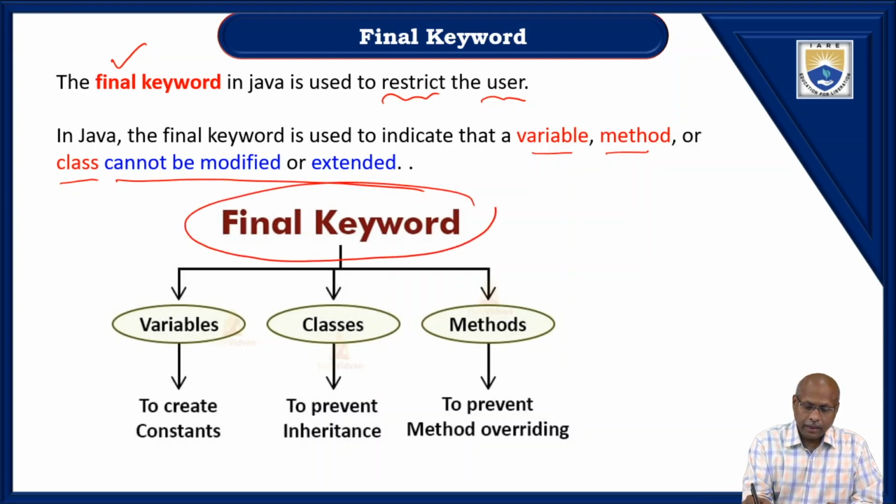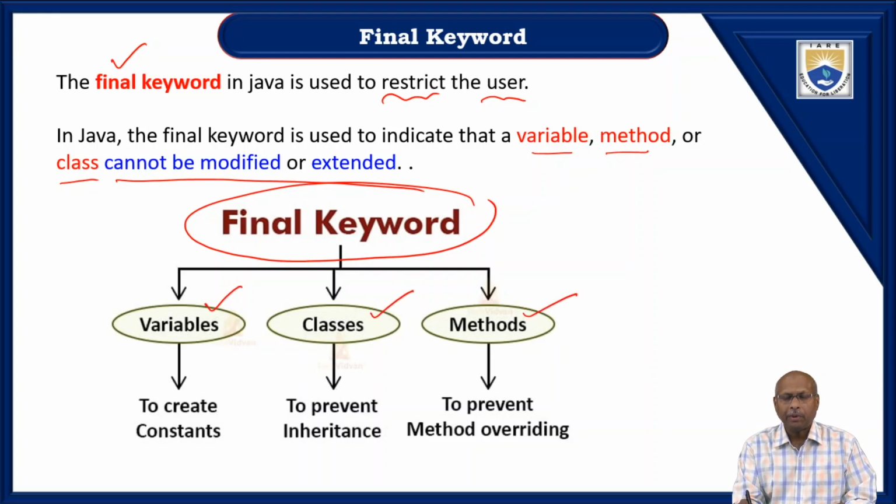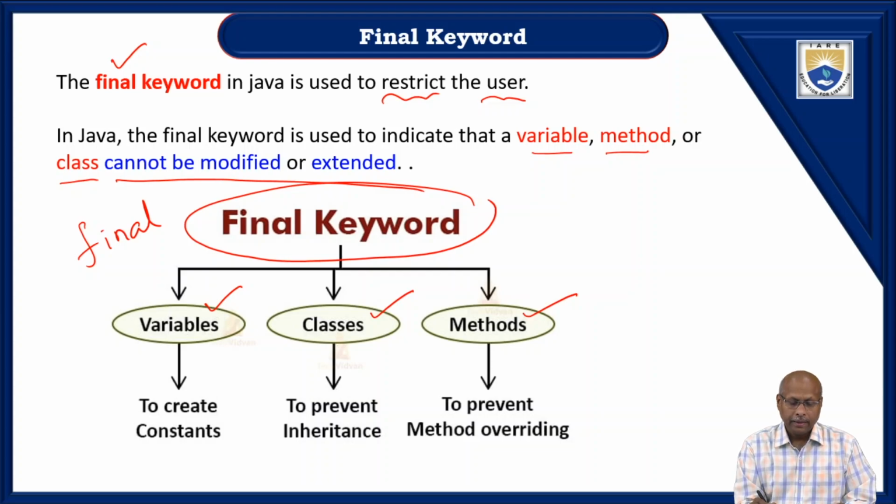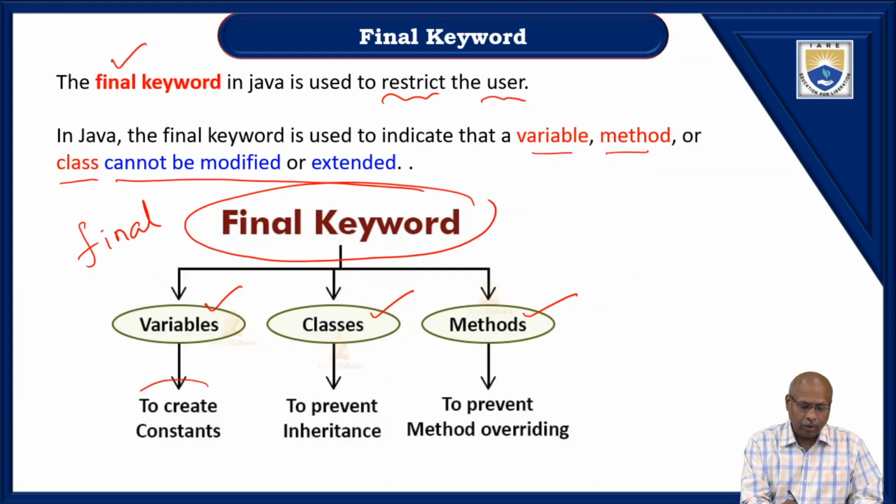A final keyword can be used in three places: before a variable name, before a class name, as well as before a method name. Remember, the final keyword is written in lowercase. Of course, all the keywords in Java are lowercase. If you use the final keyword before a variable, then that variable becomes a constant. Generally, there are two types of variable: a normal variable, which allows you to modify, whereas a final variable will never allow you to modify. So to create a constant, you create a final variable.